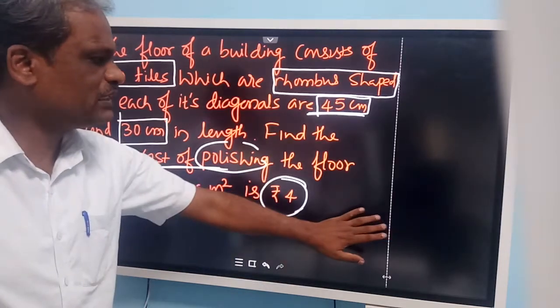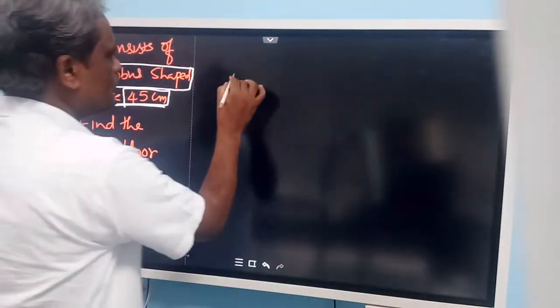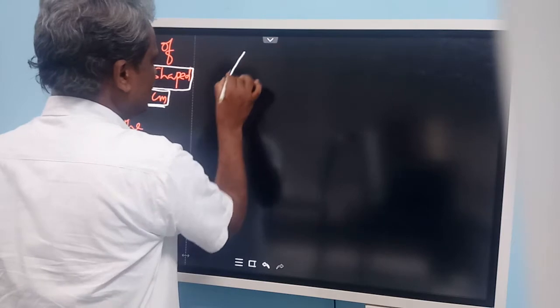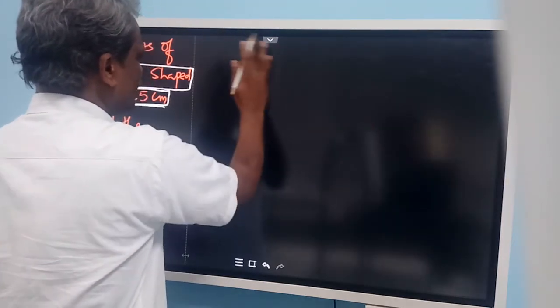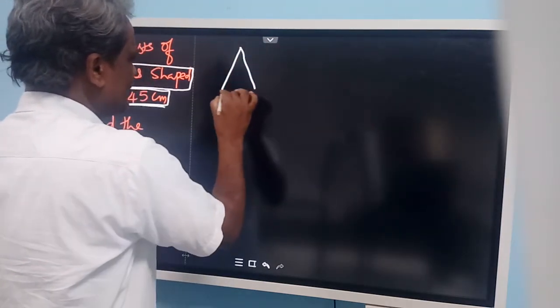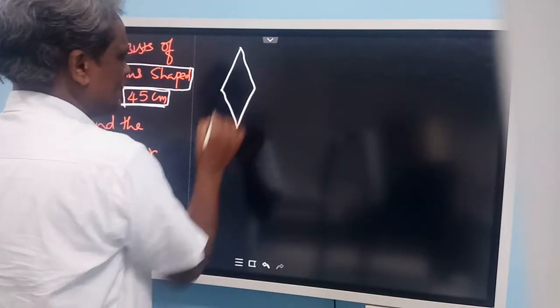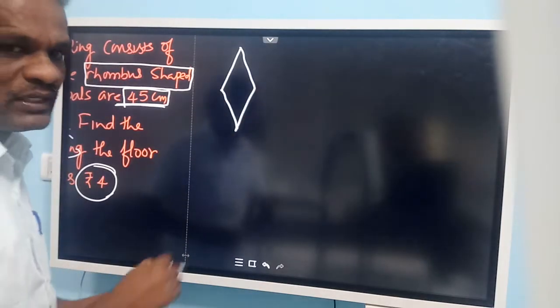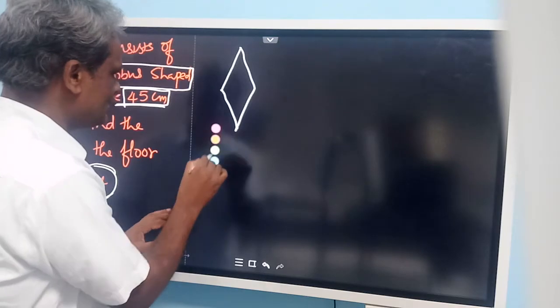So let us find out the tiles area now. You know that the tiles are in the rhombus shape. So you can write like this. The shape of the rhombus will be like this. So each tile will be in this shape and its diagonals are given. So the diagonal lengths are like this.